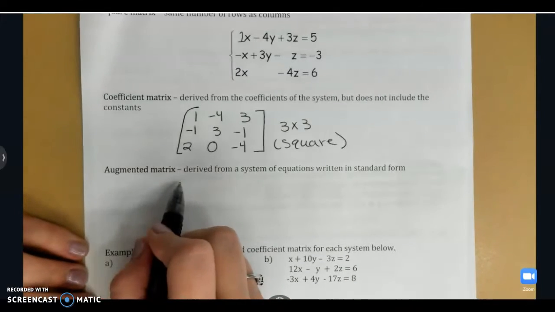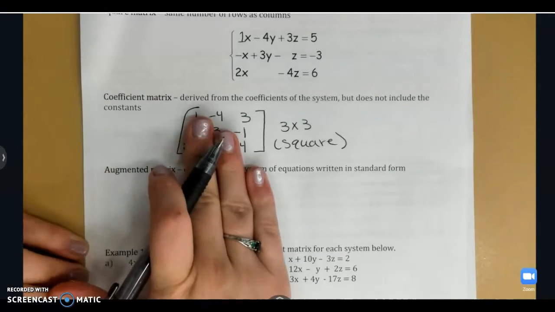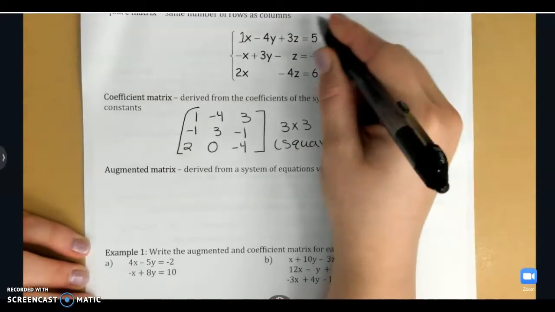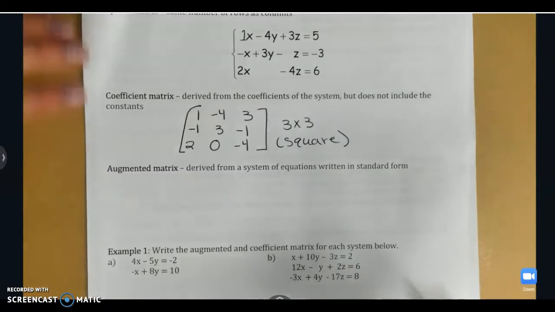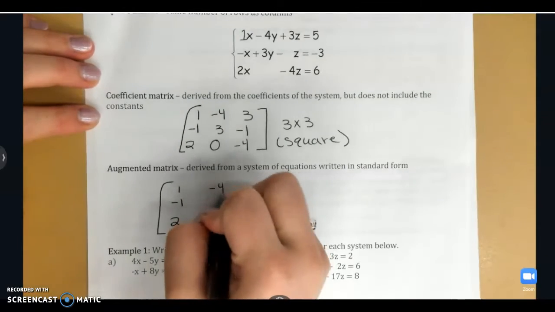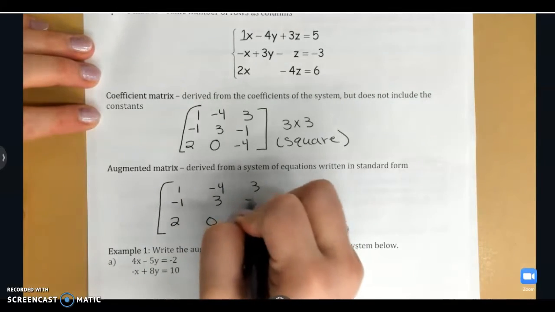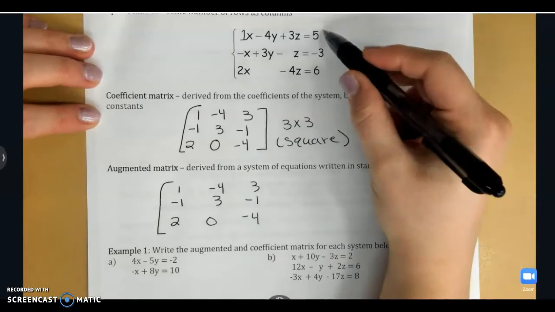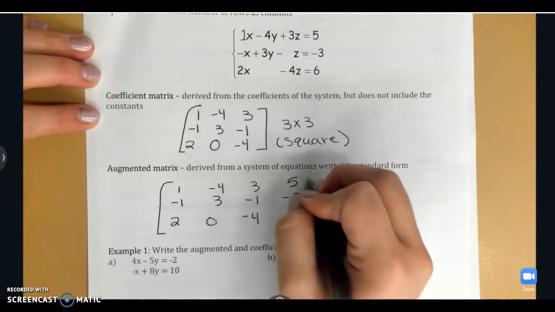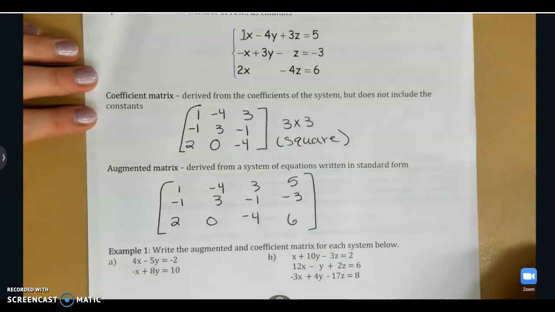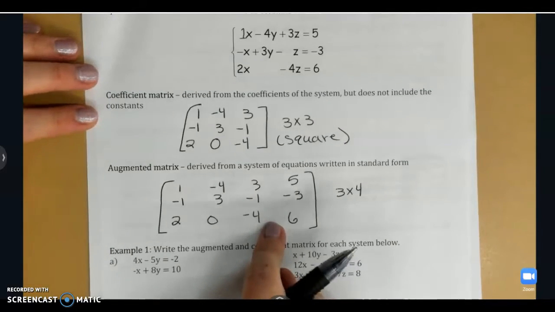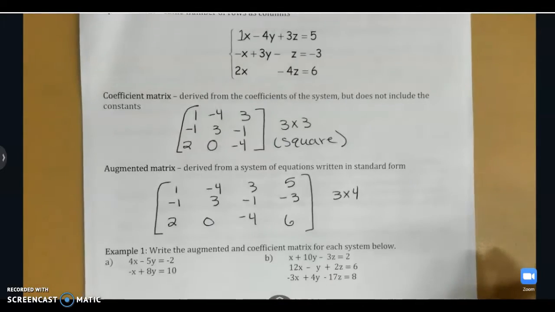Now an augmented matrix is going to have the same things as our coefficient matrix, except I'm going to have one more column with my constants that are on the right side. So all of my x's, all of my y's, all of my z's are in the same column. And then I'm going to take my constants that are on the right side of my equal sign. And this is our augmented matrix. And this is a 3 by 4 matrix. And this is the one that we're going to be using more often to solve these systems.